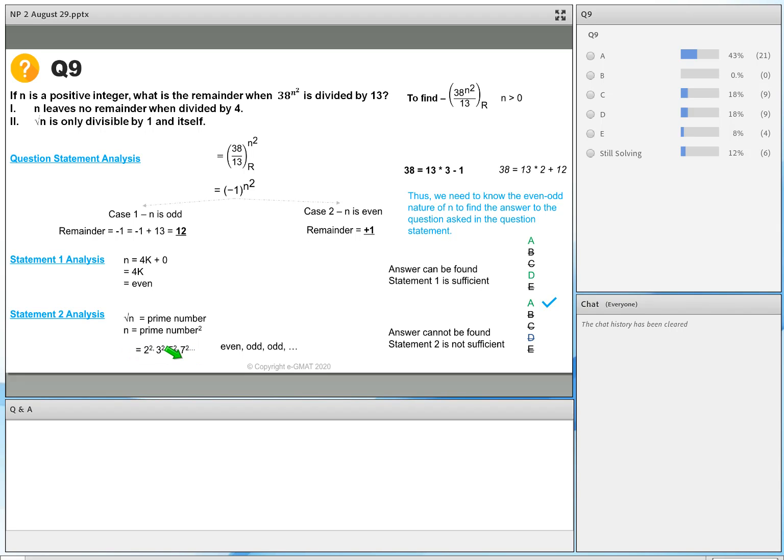That means I'm not sure what my n is. It could be even, it could be odd. So my remainder could be 12, it could be 1. I'm not sure. That's why statement 2 is out. It's eliminated. And the correct answer is choice A. Tell me, did you understand this? Get into the chat box. I am very happy to see the accuracy, by the way, but everybody who still didn't get this, are we comfortable with what happened here?